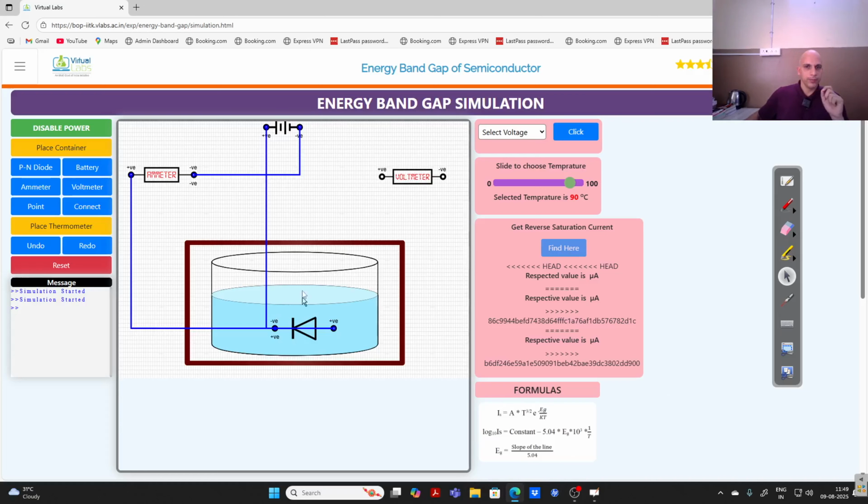So now I'm going to connect the voltmeter for measuring the voltage. Again, positive terminal to positive, negative terminal to negative. It is not getting connected. Okay, it is connected, right? So now the connection is ready.